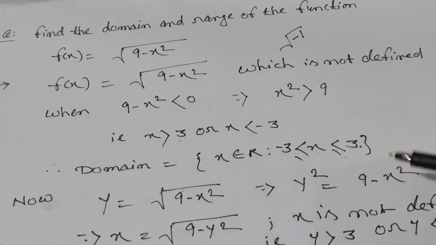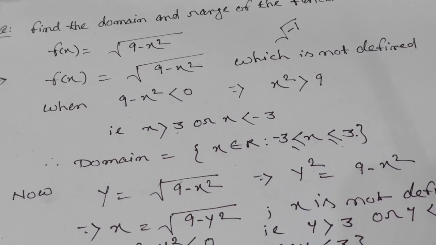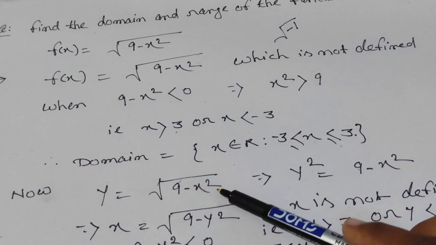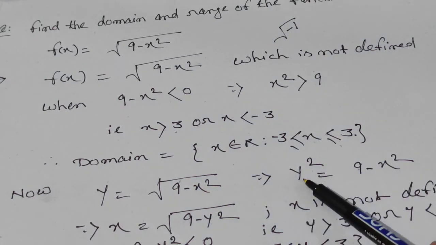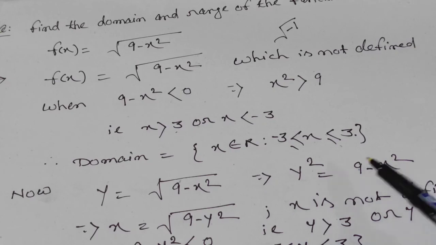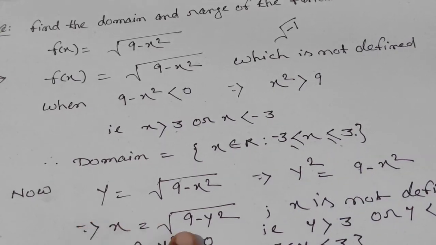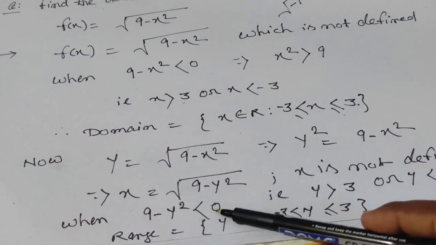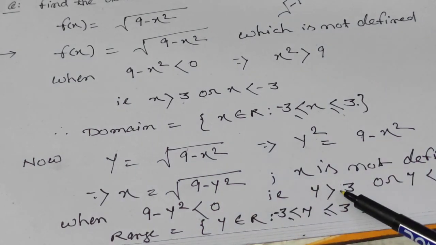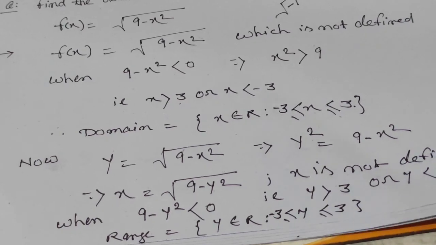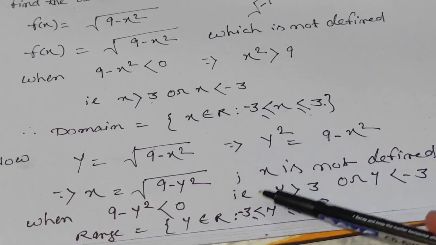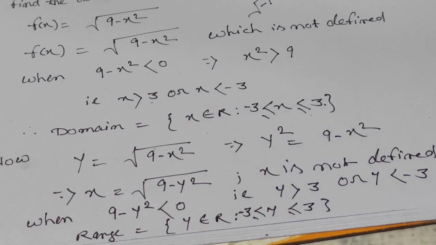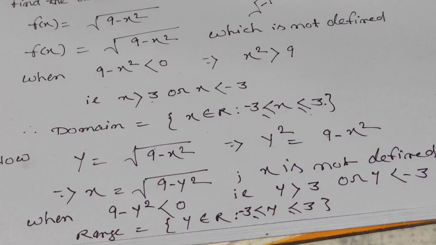Now to find the range, we have to see what are the possible values of y. So our equation is y equal to root over 9 minus x square. If I square it, I will get y square equal to 9 minus x square, and from this if I find the value of x, I will get x equal to root over 9 minus y square. Here also the value of 9 minus y square can't be less than 0, because again it will not be defined. That means y can't be greater than 3 or less than minus 3. So this is the range. So this is the way we can find domain and range. I hope this sum is clear to all of you.